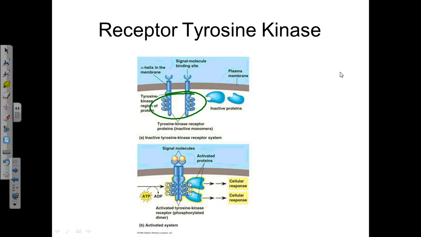Actually 6. And it can phosphorylate 6 things at one time. And it can cause a much faster, much bigger kind of response. That's not all I'm going to say about those for right now. Just realize that's a kind of receptor that can cause things to happen faster than the G protein.